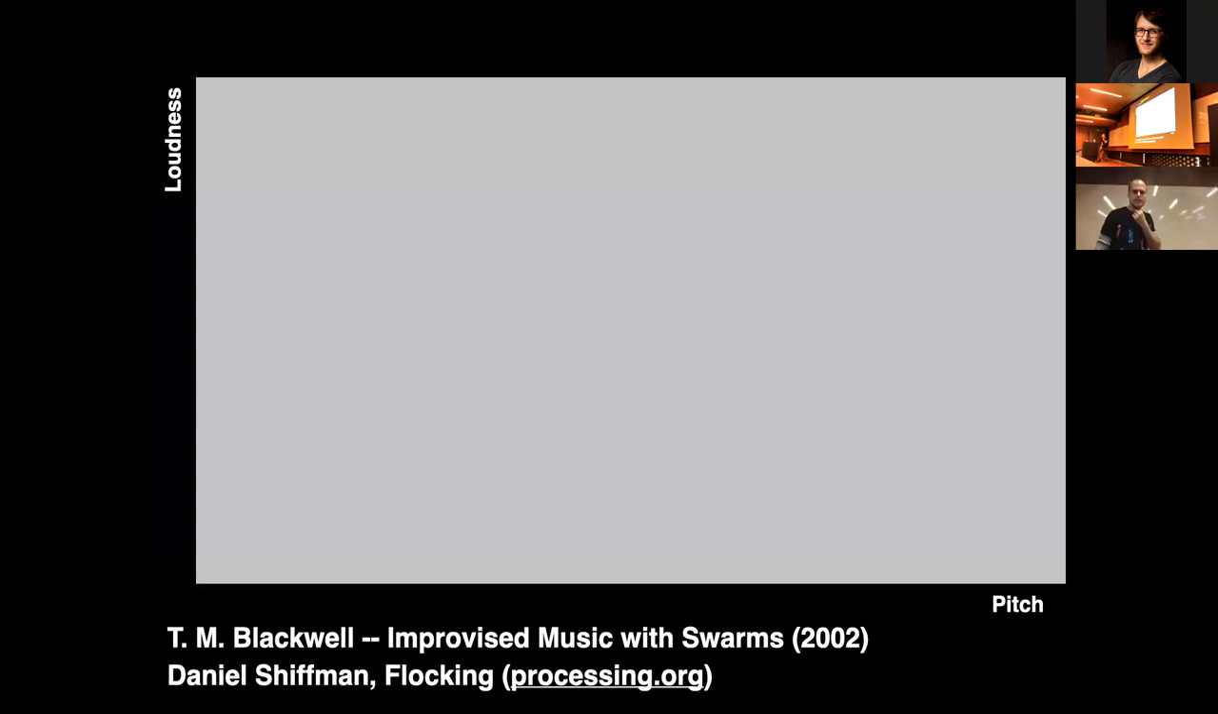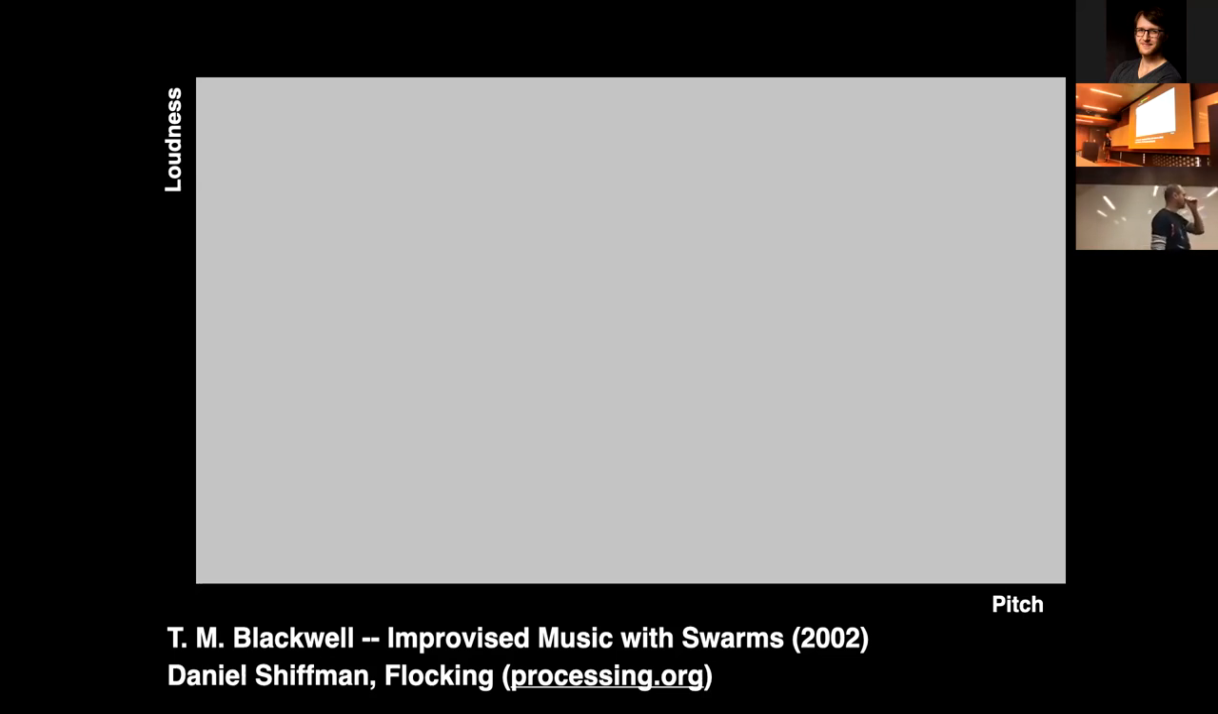And so it's not surprising, perhaps, that many, many people have tried to use this Boids algorithm to create music more or less directly. And perhaps the most common way that people have done this is just by superimposing parameters of sound or parameters of music directly onto the space that the Boids are moving around in.